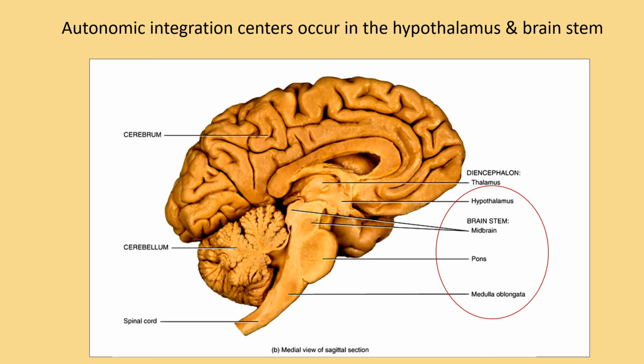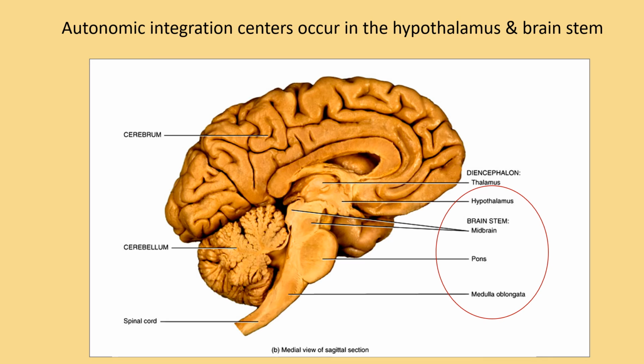And the body temperature integration center is in the hypothalamus, along with your hydration, along with your sex drive, along with your hunger, and a whole bunch of other integration sites. And then your brainstem. Your brainstem includes the three regions shown here, the midbrain, the pons, and the medulla oblongata. And the brainstem is closest to the spinal cord.